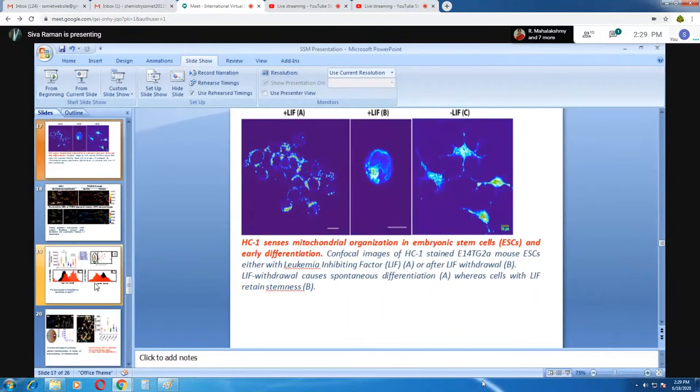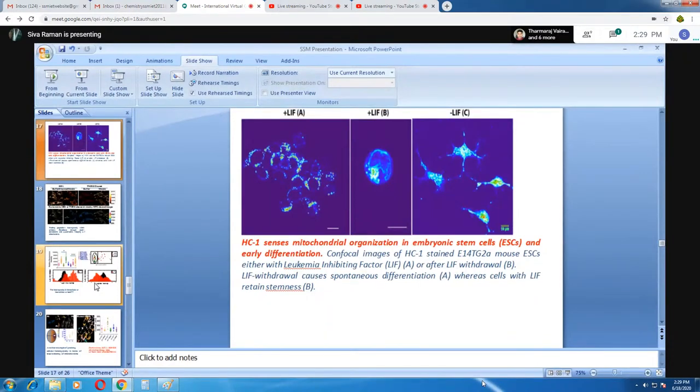And this slide is the main part of this. Serendipitously, one day my friend and I thought, why can't we apply these molecules to stem cells, because we are working in the stem cell area. Then we stained embryonic stem cells with our HC1. Serendipitously, we observed that our dye HC1 stained the mitochondria in the embryonic stem cells, as well as in the early differentiation cases.